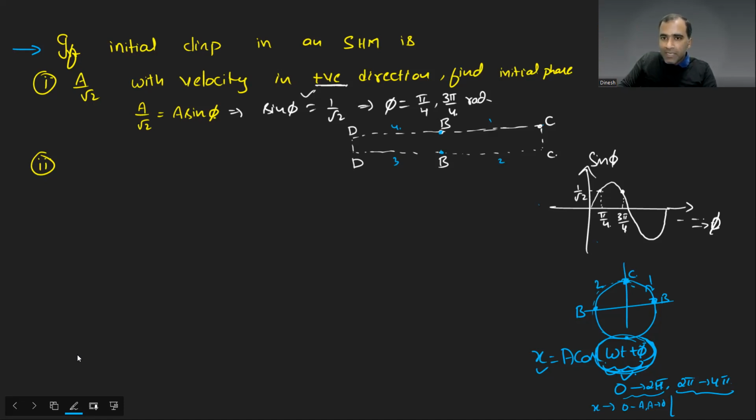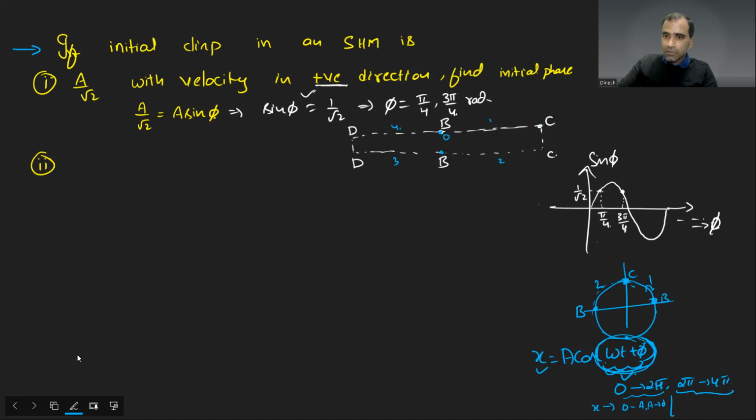Since there are 4 parts in this motion, B to C, C to B, B to D, D to B, let's divide this phase into 4 parts. Because after these 4 parts, the same motion is repeating. These 4 parts are equivalent to 2 pi radians. Now tell me, when it travels from B to C, how much is the phase change? Can I say that it is equivalent to pi by 2 radians?